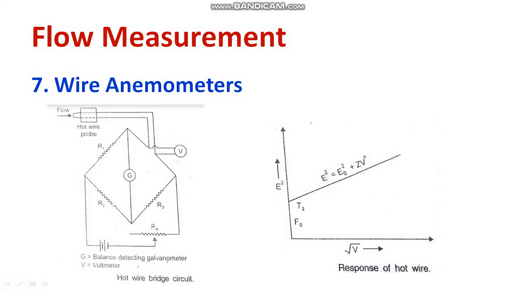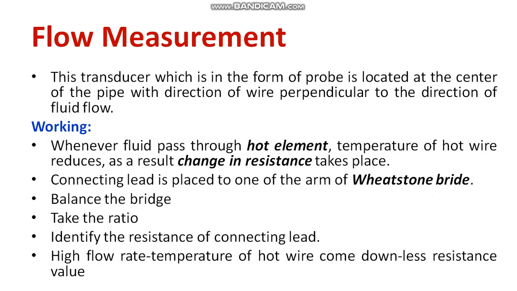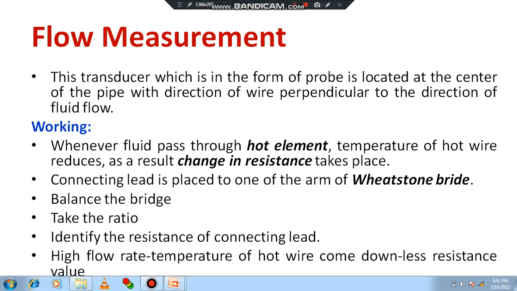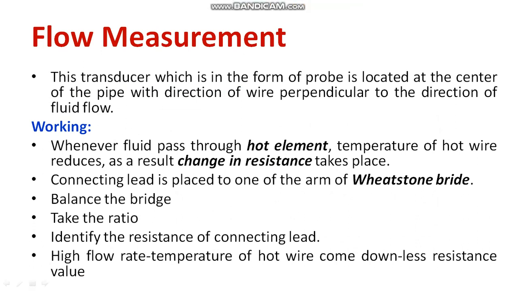Let me ask, how do you measure the flow rate by using a wire anemometer? In the case of a wire anemometer, the probe is located at the center of the pipe with the direction of wire perpendicular to the direction of fluid flow. You keep the device in such a way that the platinum wire is perpendicular to the direction of fluid flow. That is the first and foremost thing you need to make out.